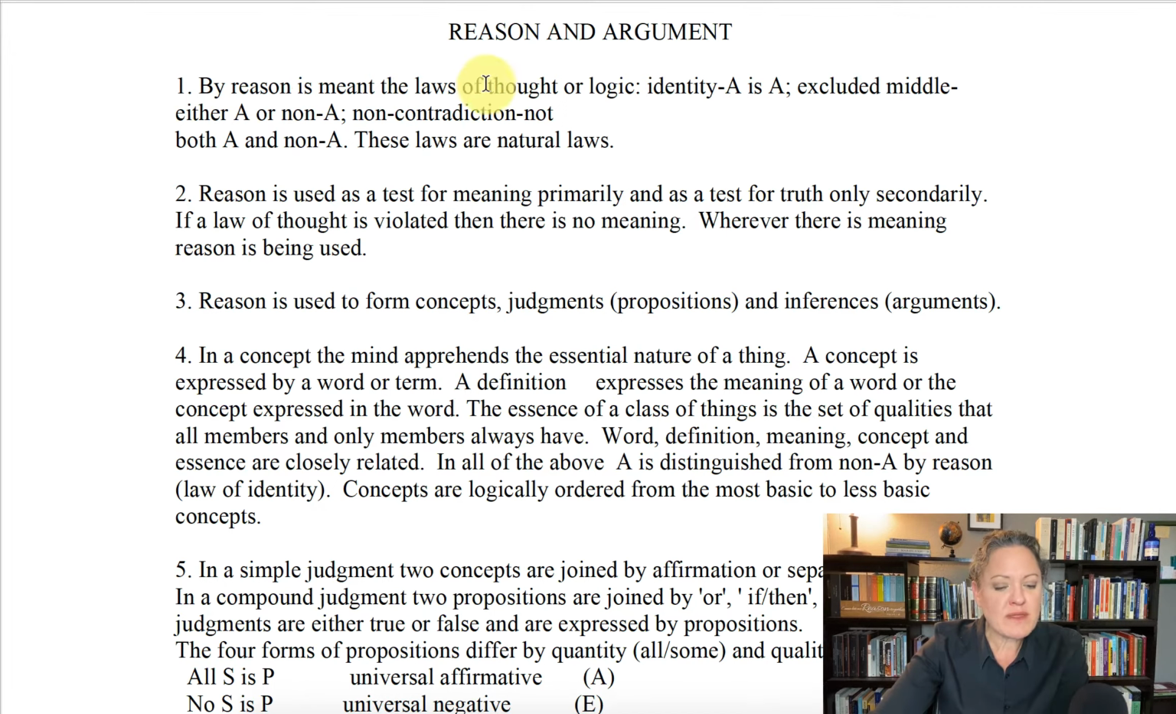By reason is meant the laws of thought or logic. The law of identity, A is A. The law of excluded middle, either A or non-A. And the law of non-contradiction, not both A and non-A. These laws are natural laws. Remember, they are part of human nature to use them.